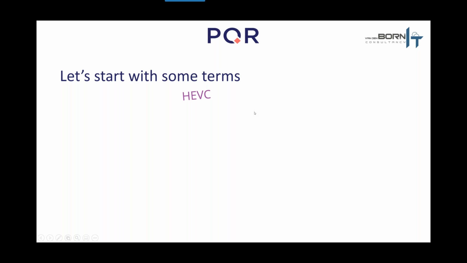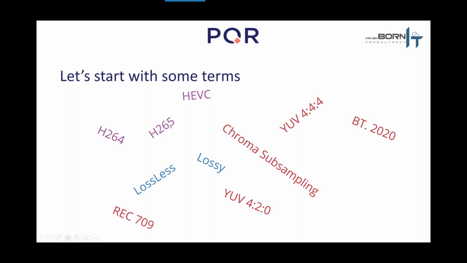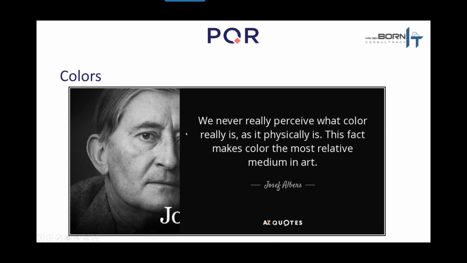To start with the codecs, there are so many terms that you will see around in documentation or on the internet, in blogs, describing the different codecs. Things like HEVC, YUV444, H264, chroma subsampling, BT2020, and I can go on and on. There are so many different things that describe a codec or have influence on a codec or on the screen quality. So to know what an encoder does, you need to know the basics.